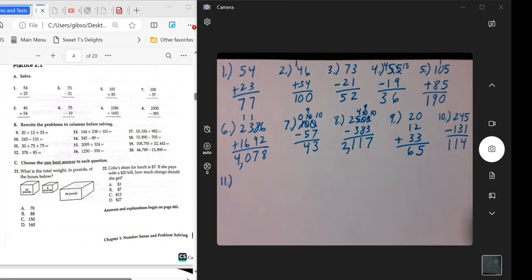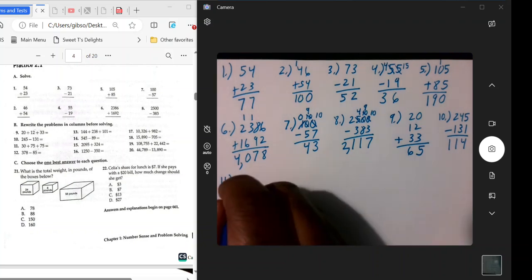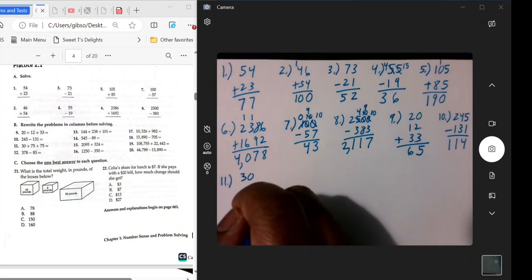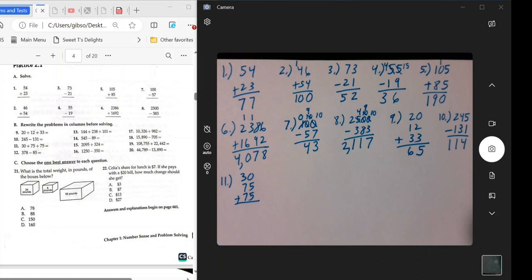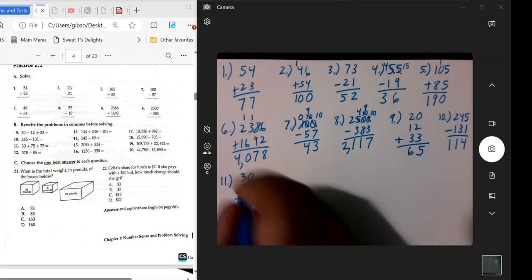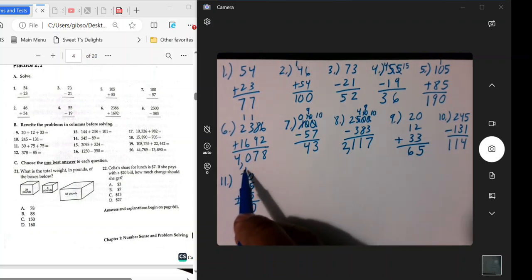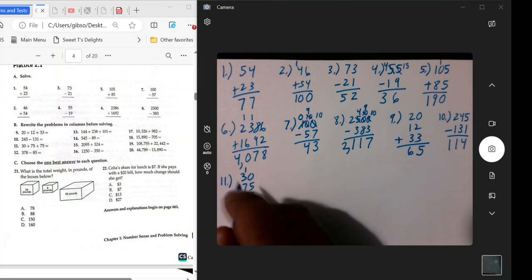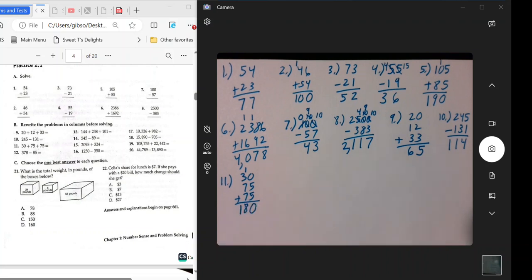All right, so now move on to problem 11. Problem 11, we still have 3 2-digit numbers. So we will line them up. We have 30, 75, and 75. So now that we have these perfectly lined up, we will add them up. 0 plus 5 is 5, plus 5 is 10. That's 0, carry our 1. 1 plus 3 is 4, plus 7 is 11, plus 7 is 18. So that will give us 180.